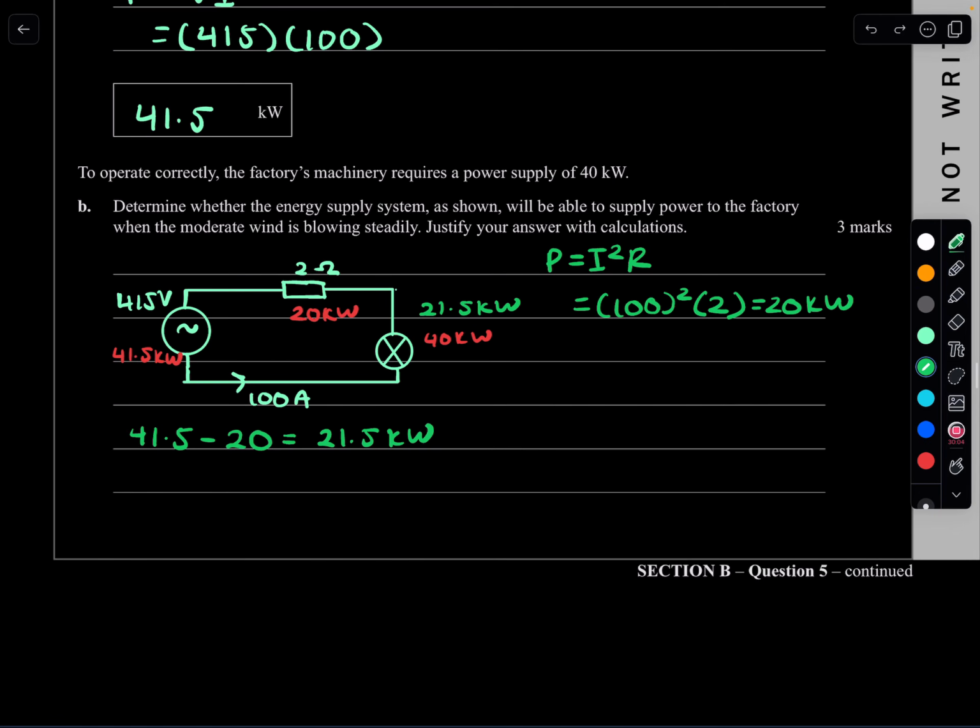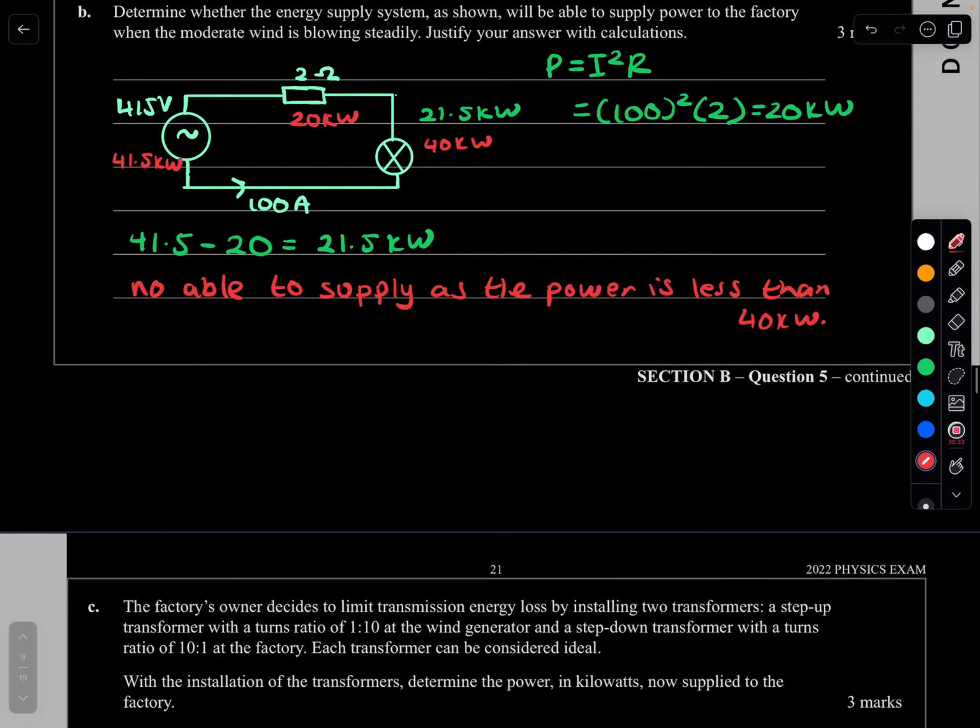So determine whether the energy supplied is able to supply. It's not able. We've shown it through calculations. Not able to supply, as the power generated is less than 40 kilowatts. Easy. Done. Nice calculation. Yeah. Next question.